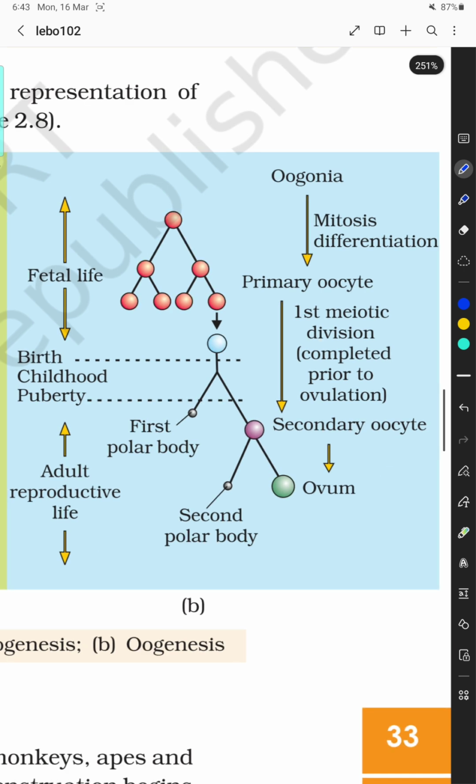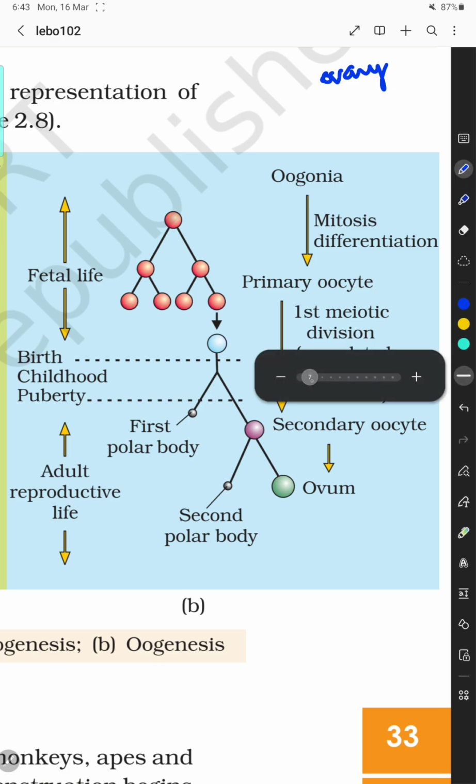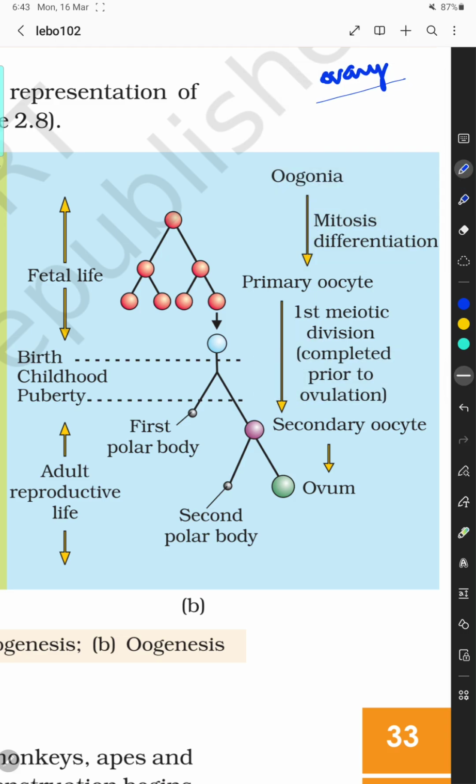Okay, so this is a bit complicated. Listen carefully. Oogenesis takes place in the ovary. Now, spermatogenesis, when did it start? At puberty. But oogenesis starts in the embryonic stage.